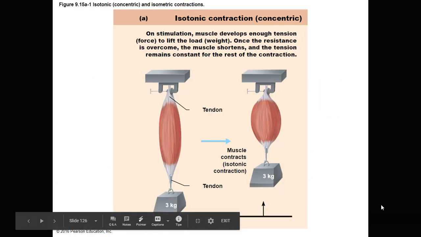An example of concentric isotonic contraction. You have this weight on this muscle and the muscle contracts and it's doing work. When it's contracting, it's shortening, but it's also doing work by moving this weight.